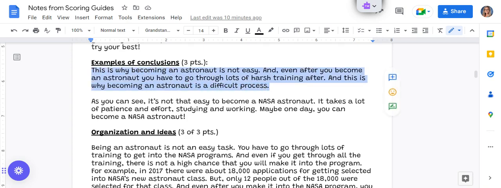So remember that it doesn't have to be perfect. If I was conferencing with this student, I would say, take out where you have this is why, and then you have this is why. Make one of those different. But even though it did that and it has some repetition and it might have some mistakes, it still got a perfect score. And that's because I think it's just that solid conclusion.